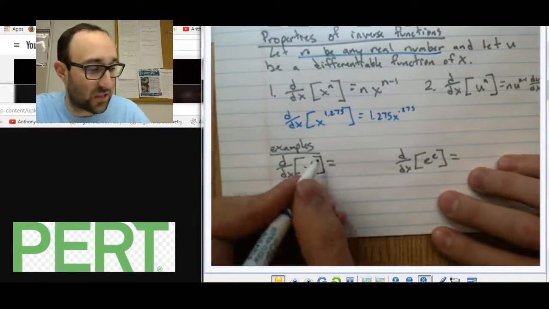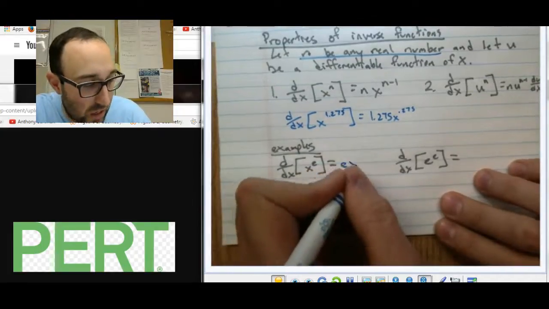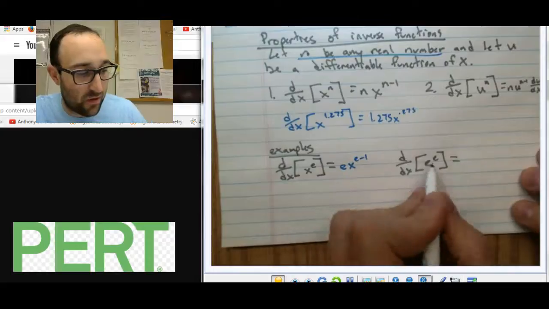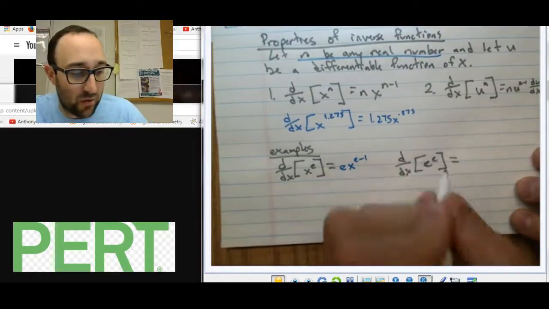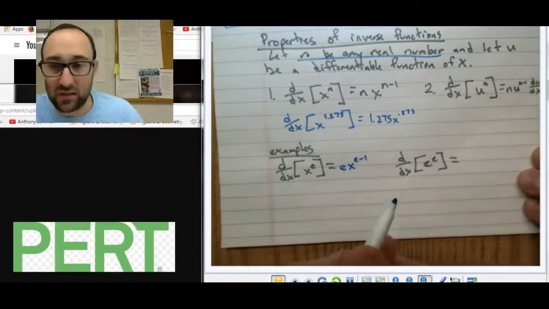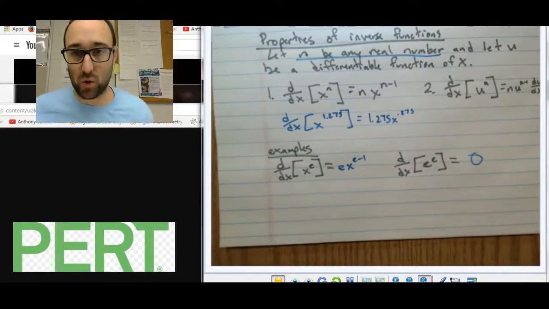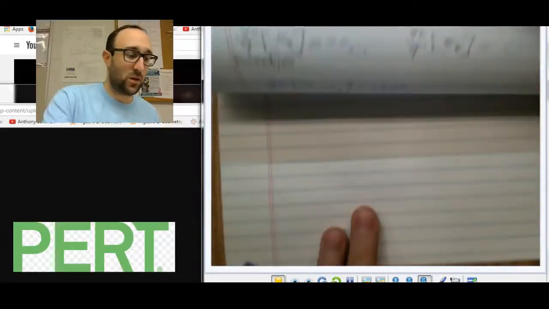The derivative of x to the e is going to be e x to the e minus 1. There you go. And what about derivative of e to the e? Well, e is a number to another number. It's going to be a constant. So what's the derivative of a constant? It is 0. There you go. That is correct. All right. Very good.